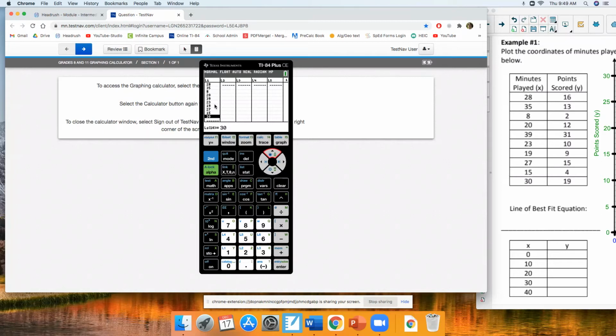23, 19. All right, and then I'm going to go to list 2, which is my Y values. Oops, apparently I can't type that fast. 2, 12. So we're inputting all of the data so that the calculator can actually figure out what the line of best fit is. All right, so those are all our values. And so now we're going to go back to the home screen and get our line of best fit.